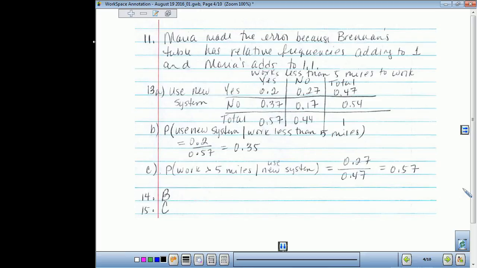Okay. Mine don't add up to 1. They add up to 100.01. Why? Rounding. I got 0.5.